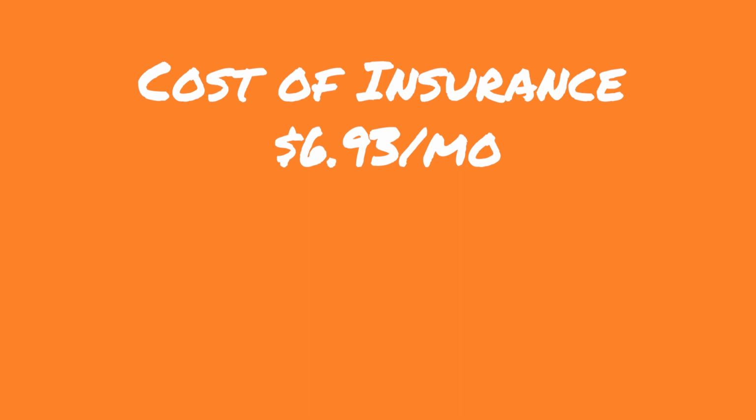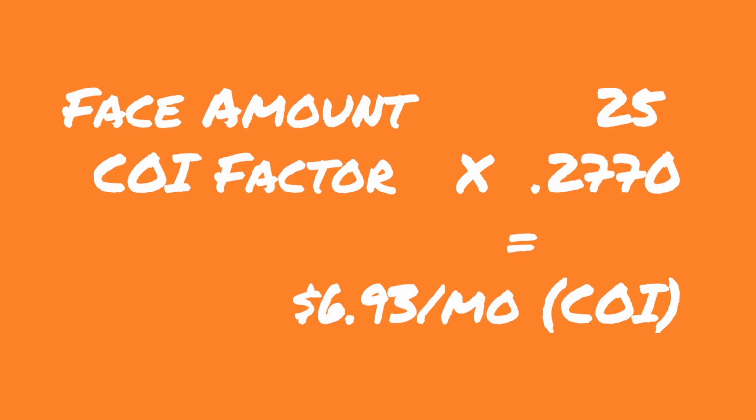In the first year of her policy, Mildred's premium payment of $30 per month results in a cost of insurance of $6.93 each month and a cash value allocation of $23.07 per month. We achieve these calculations by multiplying 25 by 0.2770, the age 50 cost of insurance factor.